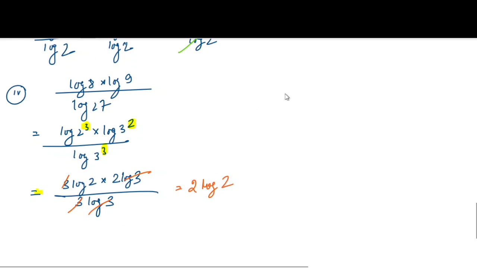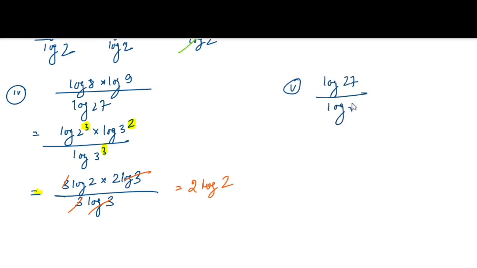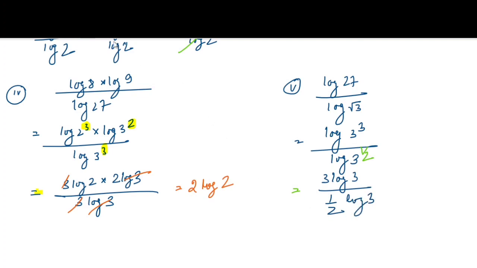Now next we're going to solve question 5: log 27 by log root 3. Log 27 can be written as log 3 to the power 3, divided by log 3 to the power half, since root 3 we can write as 3 to the power half. So we'll have 3 log 3 divided by half log 3. You can see that log 3 and log 3 we can cancel out. So we'll have 3 by half, that means 3 into 2, which equals 6.